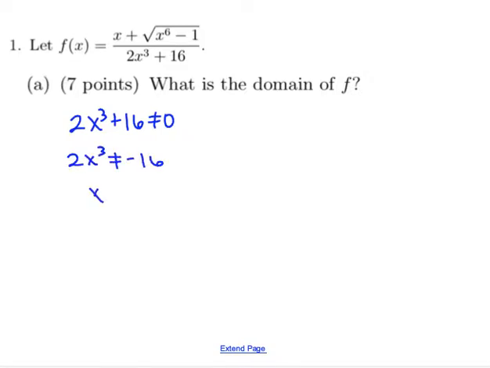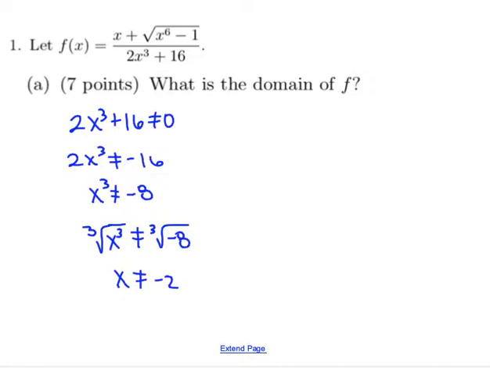Divide by 2, x cubed cannot equal -8. And then in order to get x by itself, I would take the cube root of x cubed on both sides to get that x cannot equal -2. So that's one part of my domain that I know is x cannot equal -2.